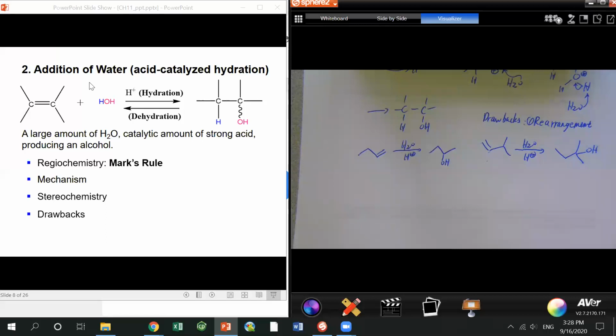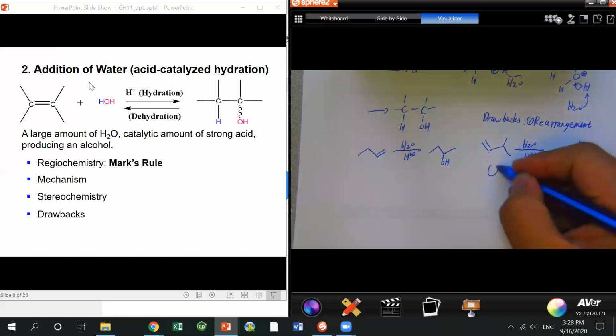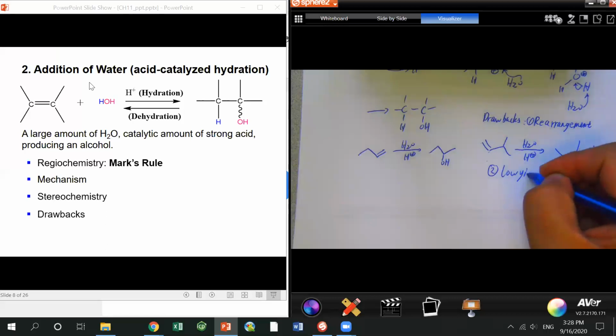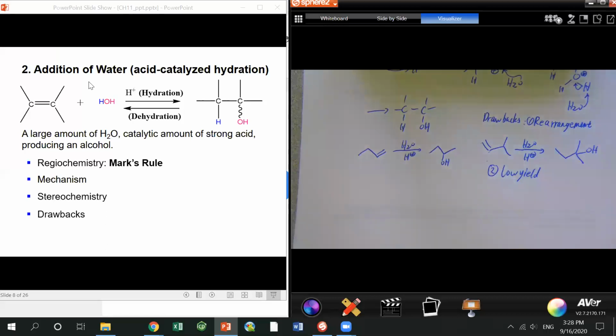The second problem is low yield. This is a reversible reaction, so you can go in either direction, which means it is hard to get a high yield of the hydration product. Later we'll learn other reactions that can also convert alkenes to alcohols, giving higher yield and better selectivity.